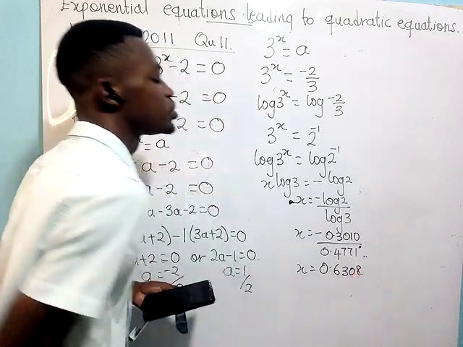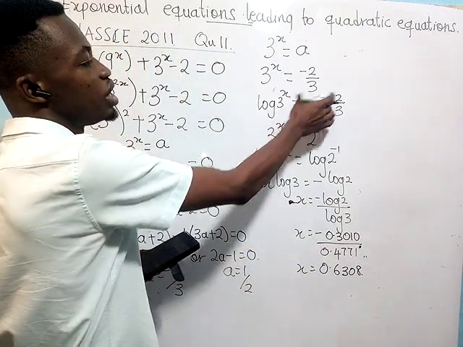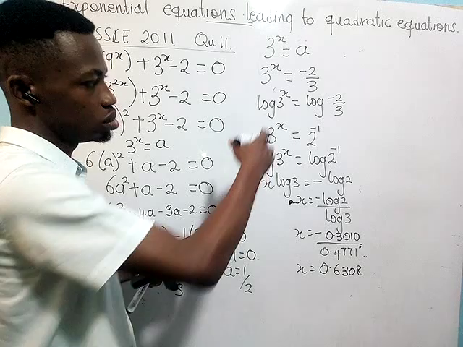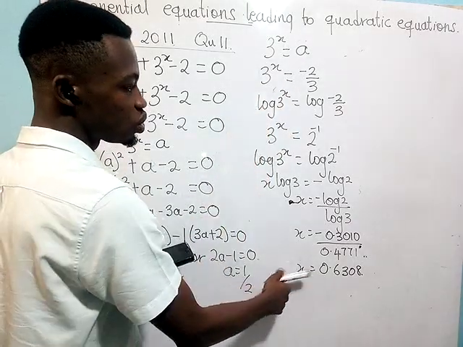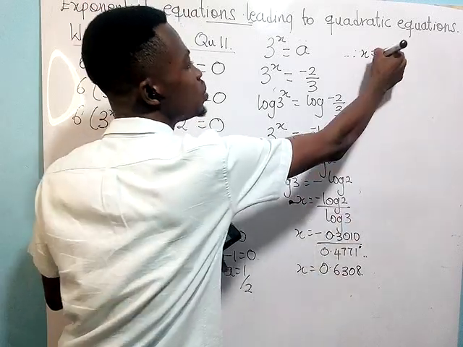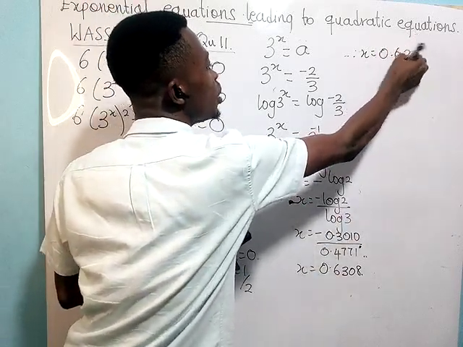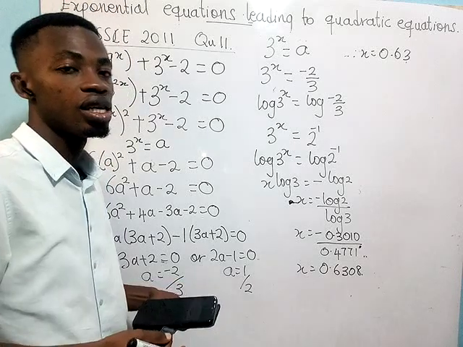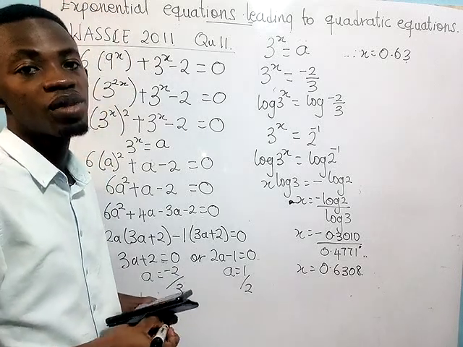So now, log of a negative number does not exist, so our focus will be on this. So therefore, our x is equal to, let me write this into two decimal places, 0.63. And this is Florence, the mathematics tutor.